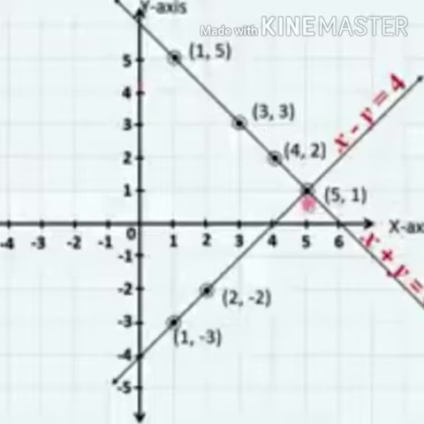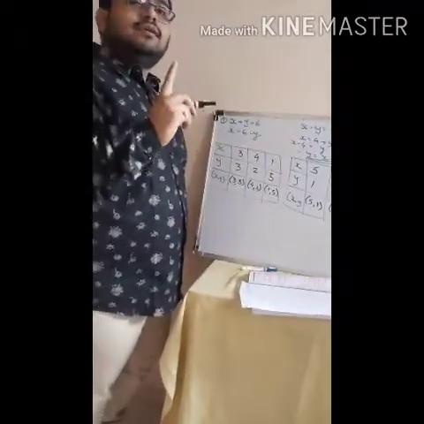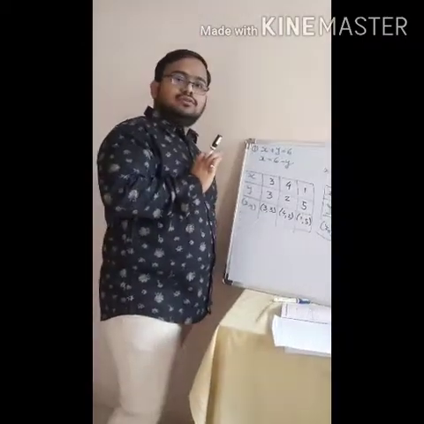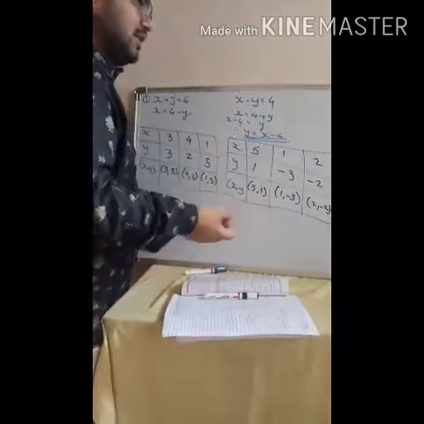Now see where the two lines are intersecting, meeting each other. At that point you will get 5 on the x axis and 1 on the y axis. That is the intersecting point. Therefore the solution will be 5, 1. On the x axis it will be 5 and on the y axis it will be 1. This is your question, this is your answer. Clear? Okay. Now we'll move to the next question, the second question.